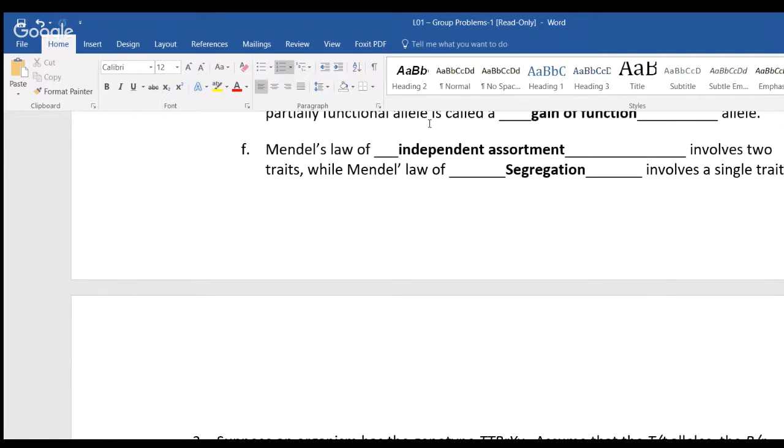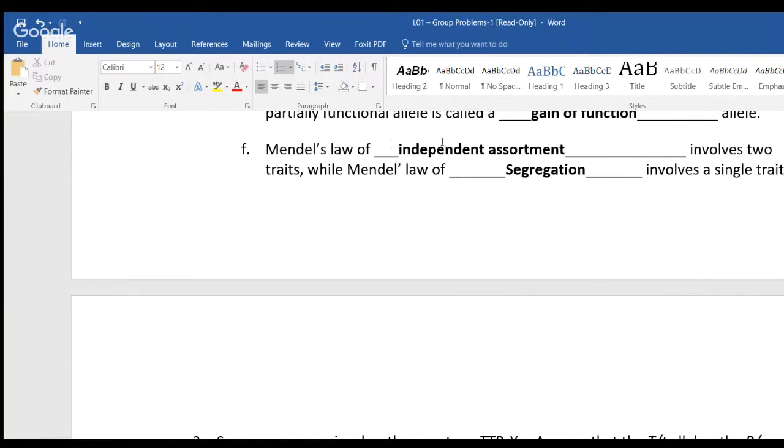You could have tall, wrinkled, green versus purple, and depending on how it gets split up, you'll know what the traits look like. But we're involving more than one. We're not just looking at height or color. We're looking at all of them at the same time.